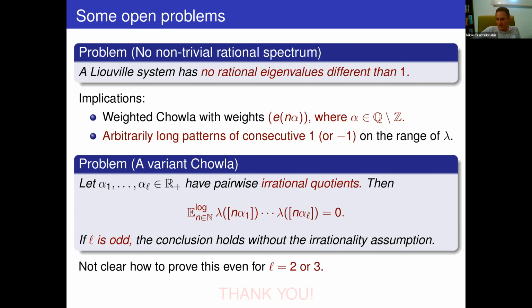We cannot prove anything other than L equal to 1. I can do L equal to 1, but anybody else can do it also, so it's not very interesting. And for L odd, like the odd Chowla, you would not need any assumption. It should be true for all a_i that are positive, I guess. But it's not known for L equal to 2 or 3.